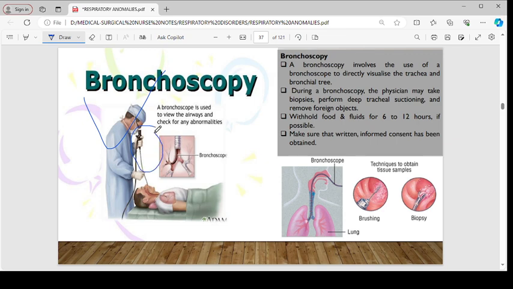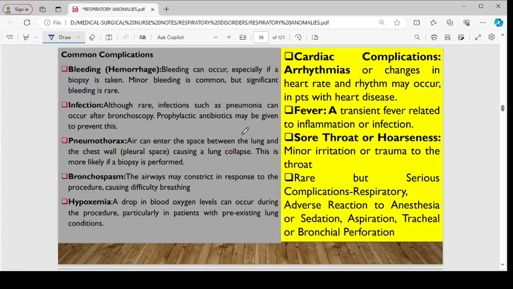Starting with the bronchoscopy, it involves the use of a bronchoscope to directly visualize the trachea and the bronchial tree. During the bronchoscopy, the physician will take biopsies, perform some deep tracheal suctioning, and remove foreign substances. As a nurse, you have to ensure that you are withholding food and fluids for 6 to 8 hours if possible, and make sure that the written informed consent has been signed.